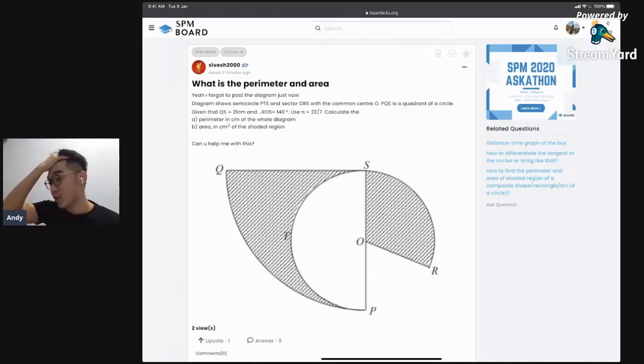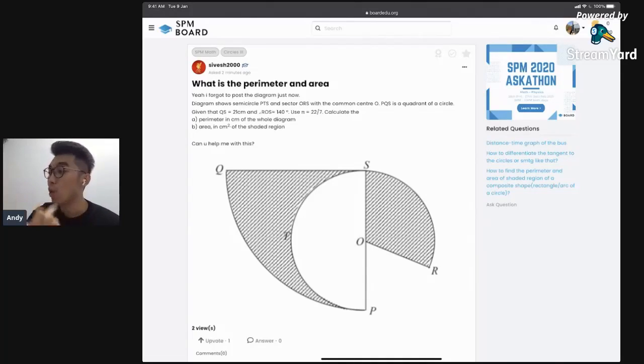Okay, looks like this is a circle measure question. So let's see. The diagram shows semicircle PTS and sector ORS with the common center O. So they share this, it's the same circle. It's just being portioned out slightly differently.